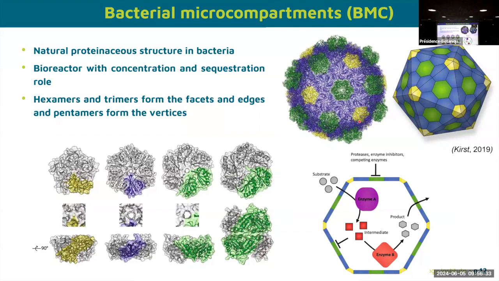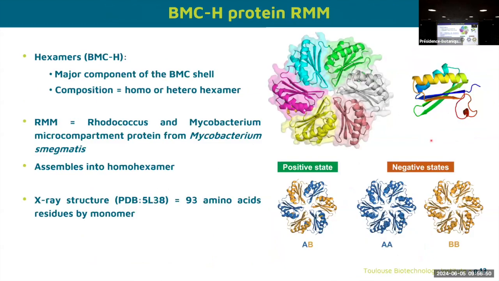The hexamers are the major component of the shell, and we chose a protein called RMM that can be produced in Escherichia coli and self-assembles into a homo-hexamer, and was crystallized. So you see here the hexamer with 93 residues per monomer. Our design objective was to design two different proteins from this template that will assemble into a heterohexamer, but without forming the two homo-hexamers.